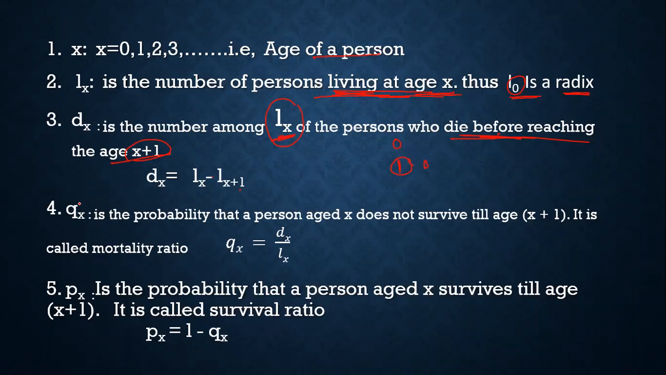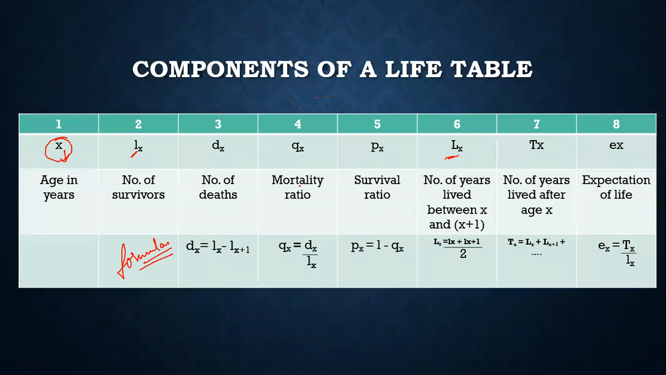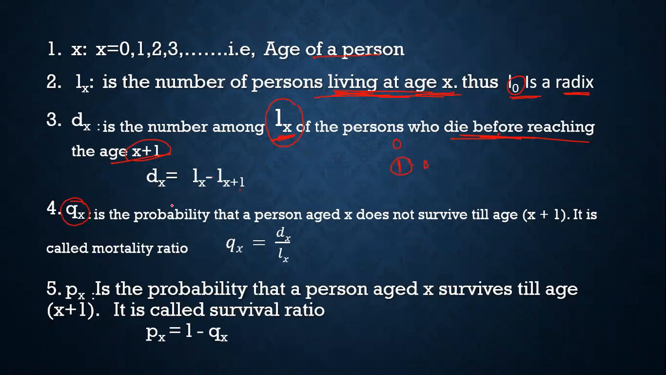Third one, QX. QX is what I said, the mortality ratio. Now it is a probability. What is probability? It is a chance that a person aged X does not survive till the age X plus 1. So a person of age X, we will consider as 1. He will not survive till the next age. If you consider X plus 1 as 2, he will not survive till this age. That has to be calculated. That is known as the mortality ratio.